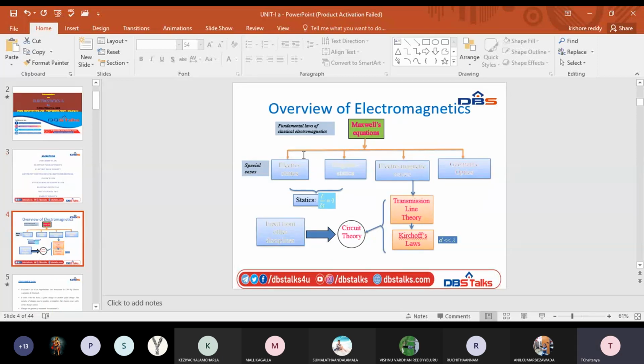So now see the electromagnetics overview here. Maxwell's equations. I have already discussed Maxwell's equations: electric field, magnetostatics, field due to time varying, field for free charge. These can be accommodated with transmission line theory. Some Kirchhoff laws also we need to see here.